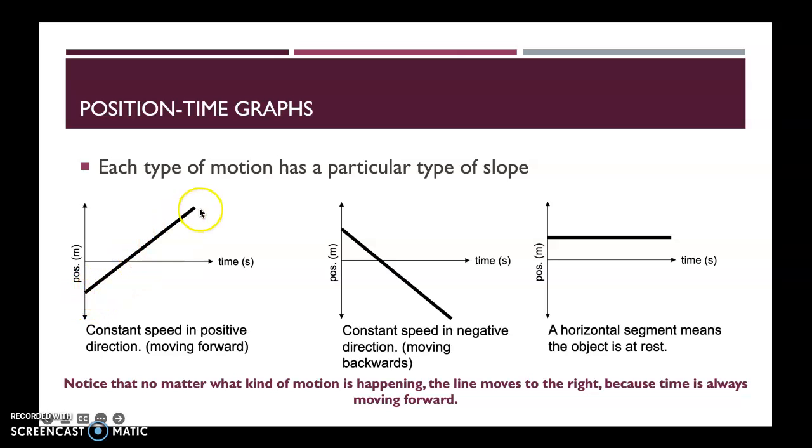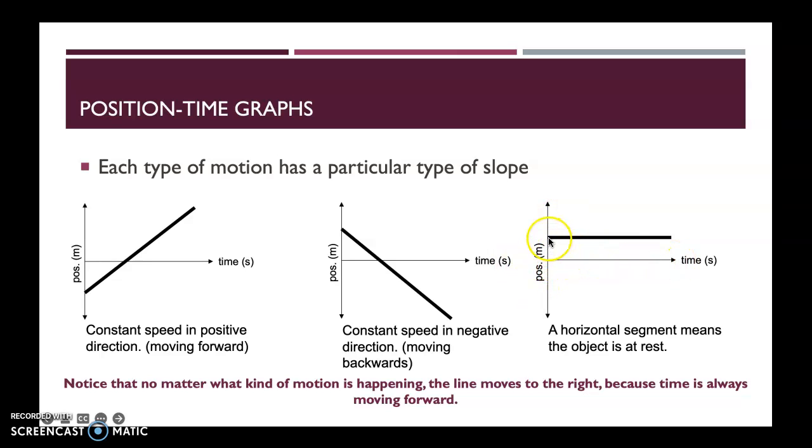So if you have a line with a positive slope, then that means that the object is moving at a constant speed in a positive direction or moving forward. If you have a line that has a negative slope, that means it's moving at a constant speed in a negative direction or moving backwards. And then this is the one that's the hardest to imagine, but we have to remember that our x-axis is time.